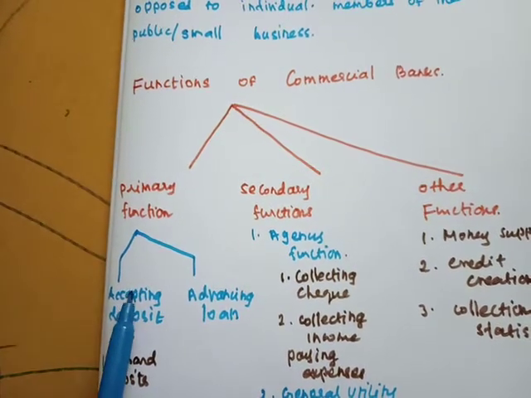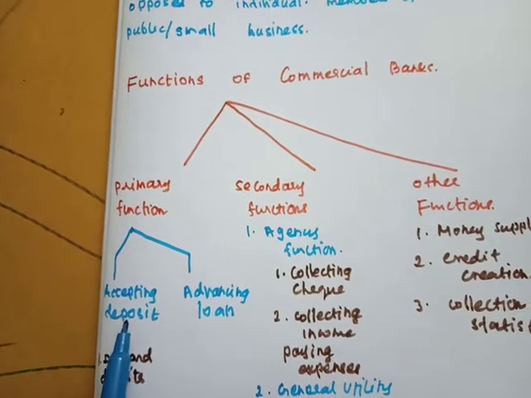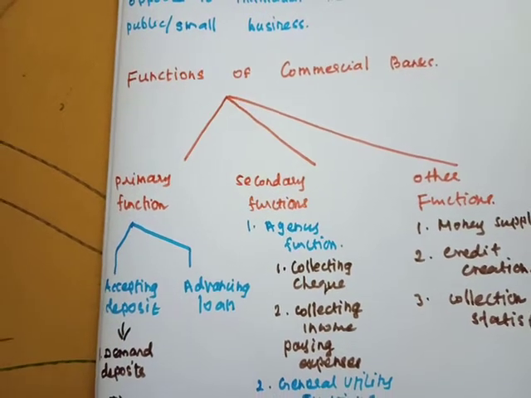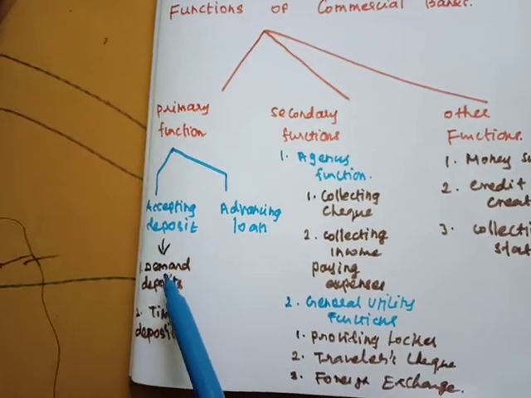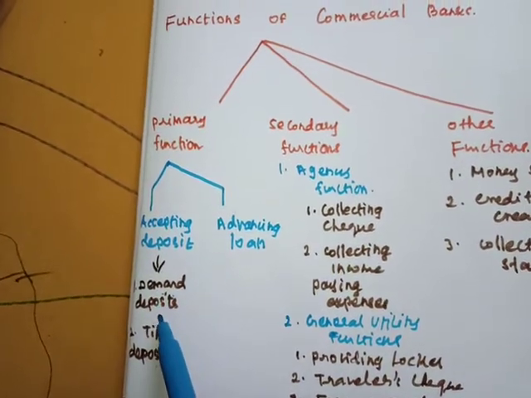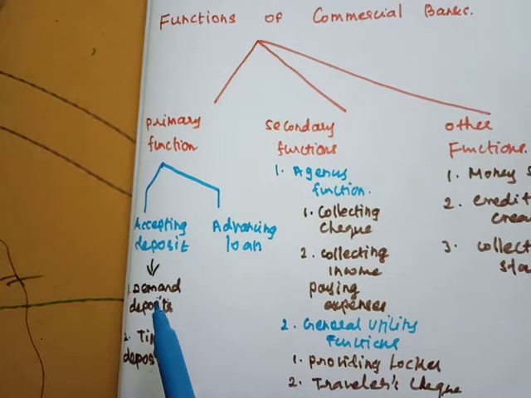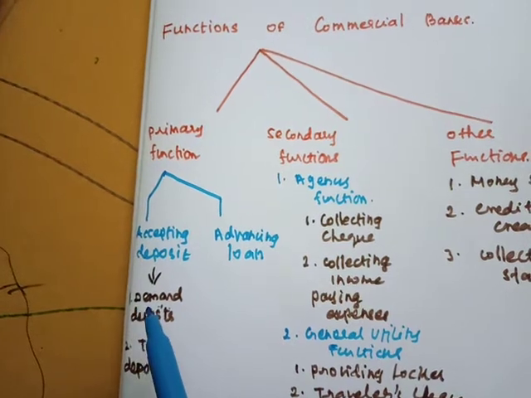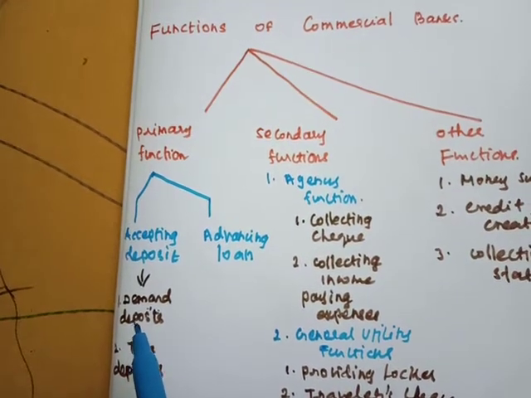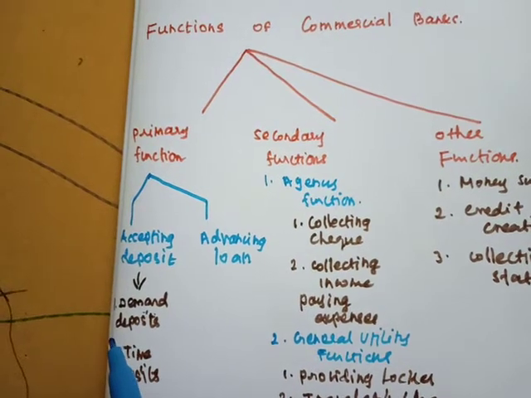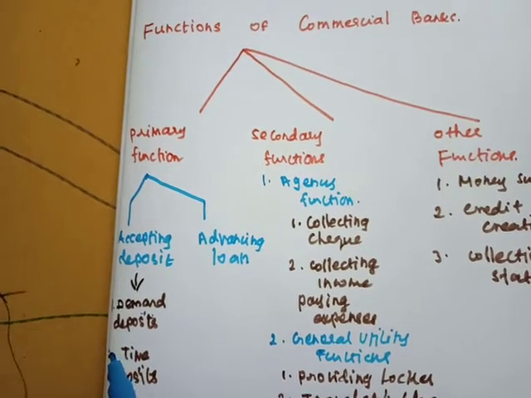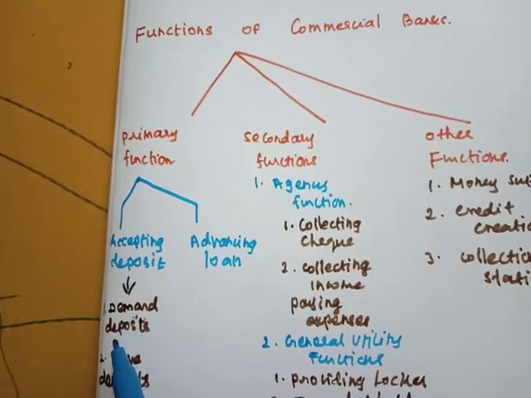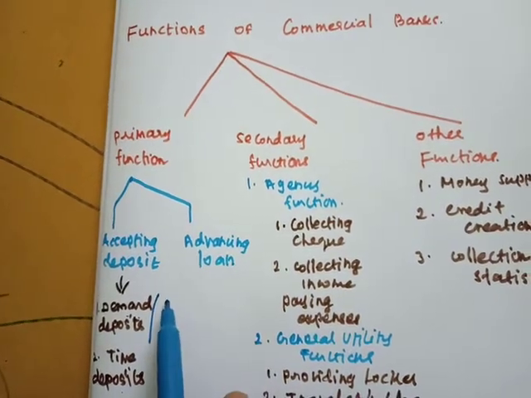The first primary function is accepting the deposit. We have two types of deposit maintained with the bank. One is demand deposit, another one is time deposit. What do you mean by demand deposit? The demand deposit refers to the deposits that can be withdrawn by the individual without any prior notice. That is known as a savings bank account. In other words, the owners of these deposits are allowed to withdraw money at any time by writing a withdrawal slip or a check at the bank counter, or from the ATM centers using a debit card. Normally, the demand deposit is known as a savings account.